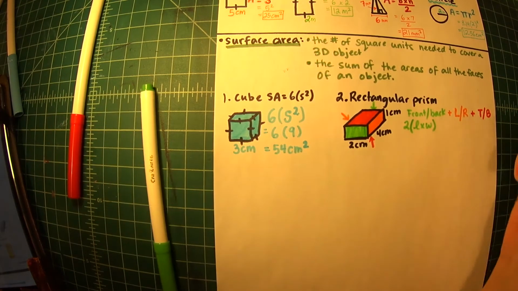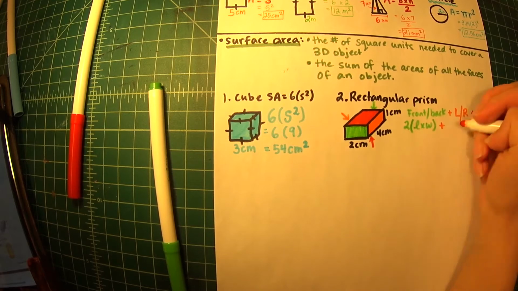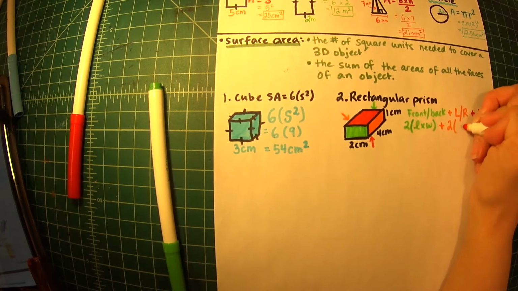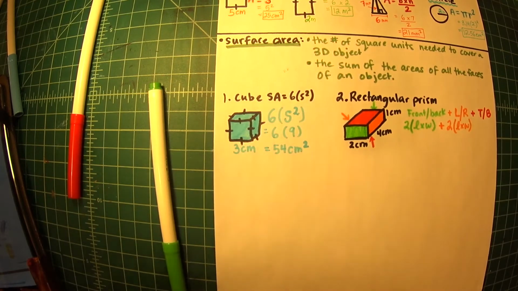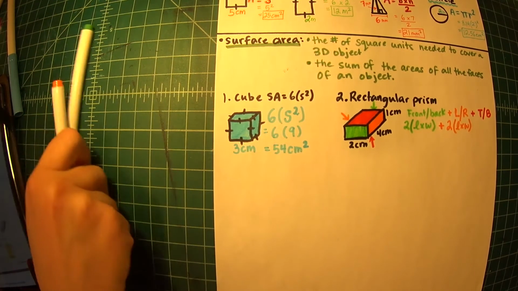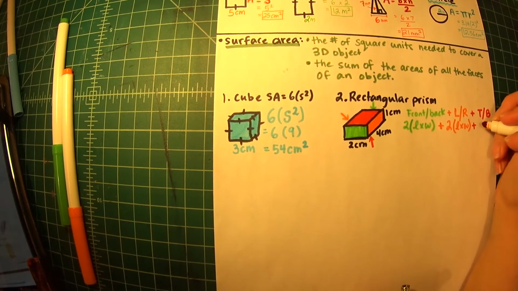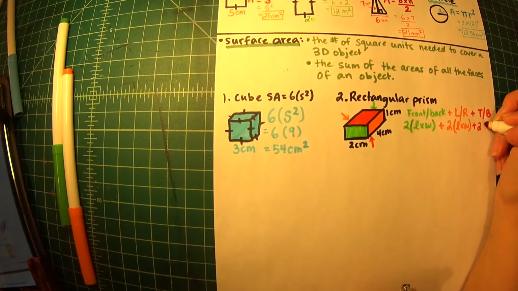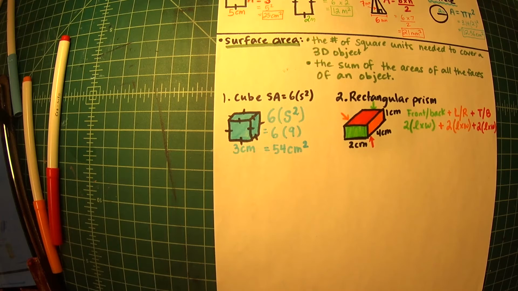Same thing, left side, right side, those are also rectangular, and there's 2 of them. So 2 times the length and the width for left and right. And finally, top and bottom, also rectangular. So 2 times the length and the width, length times width, for top and bottom. So now I can just start filling in these numbers.